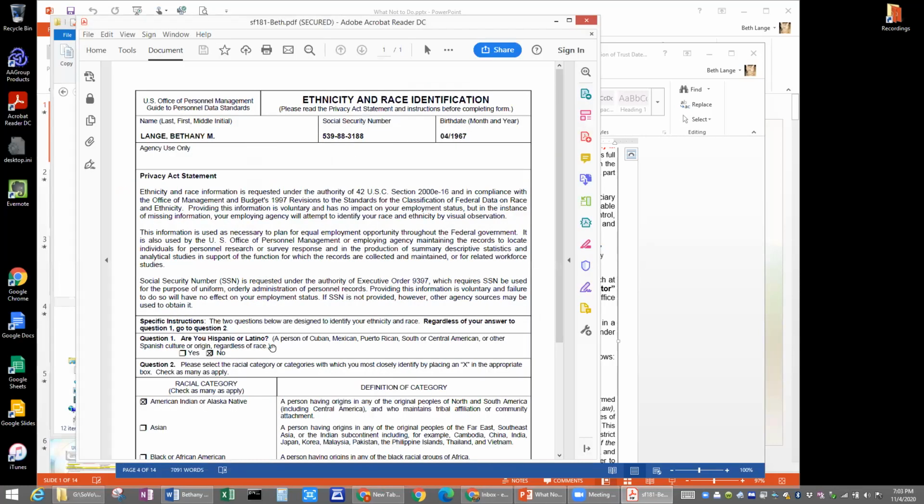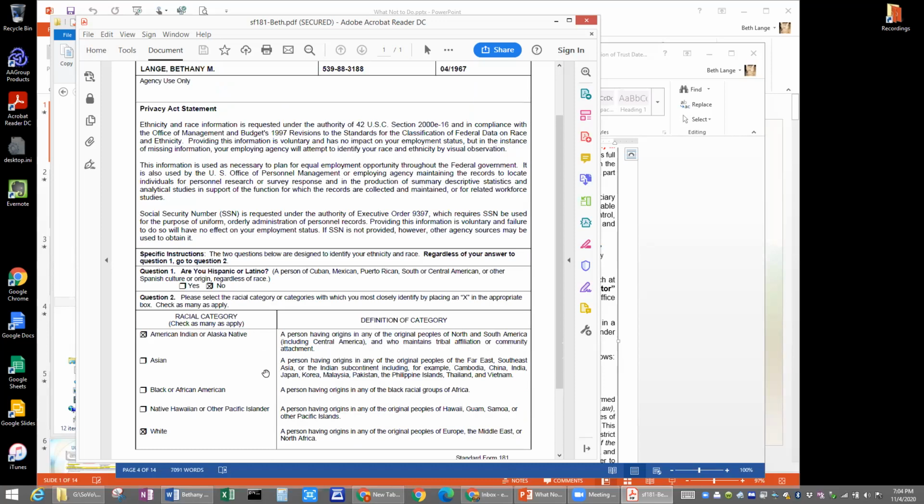This is another document that was faxed into the Office of Personnel Management, the federal, and supposedly this is to change your ethnicity and race identification. But that's bull crap. That's fraudulent. That's statutory right there. Because when it's real, it's supposed to say nationality, not ethnicity.